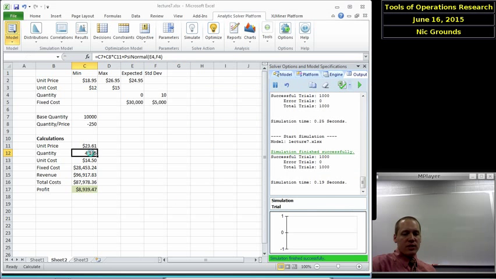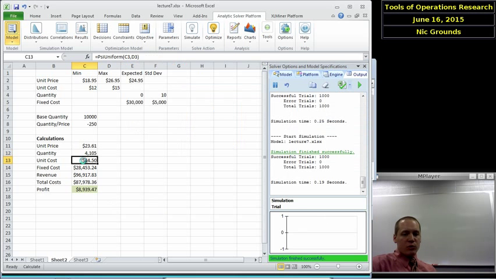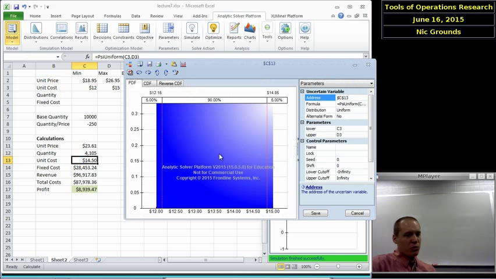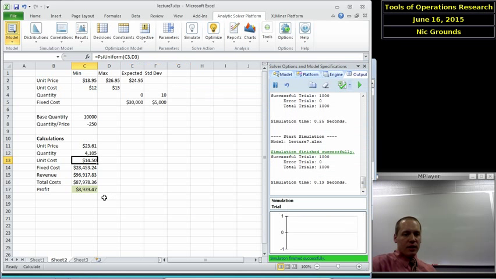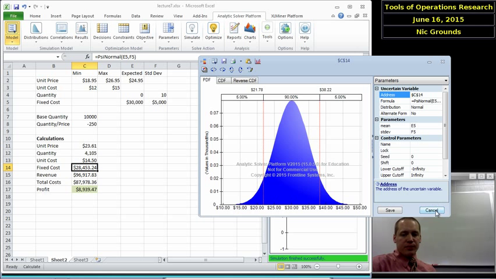Here's even quantity. You could see the normal distribution part of that is a normal distribution with mean 0, standard deviation 10. So that's what that looks like visually. Unit cost was uniformly distributed. It's a pretty boring chart, but that's what a uniform distribution looks like. It's just a big box because every value is as likely as every other value within the range. And then fixed costs were normally distributed, so they look like this.